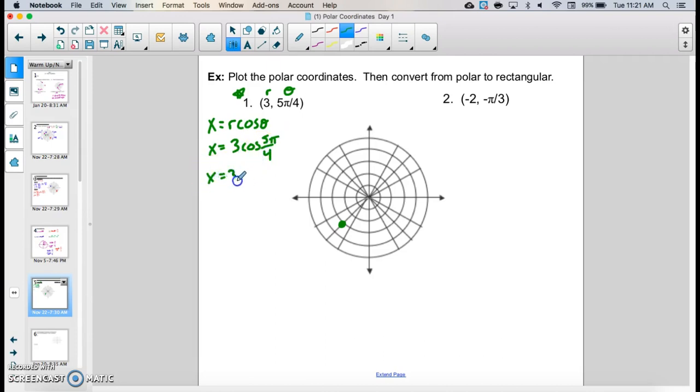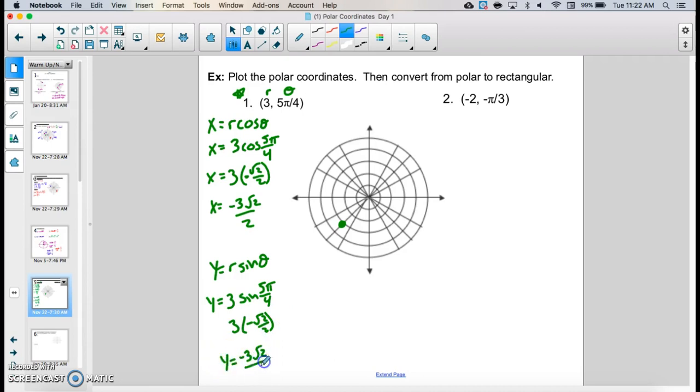So x equals 3 times root 2 over 2. And in this quadrant, cosine is negative. So x is negative 3 root 2 over 2. If I wanted to find y, it would be r sine theta. So you'd have y equals 3 sine 5 pi over 4. So 3 times negative root 2 over 2 again. So y equals negative 3 root 2 over 2.